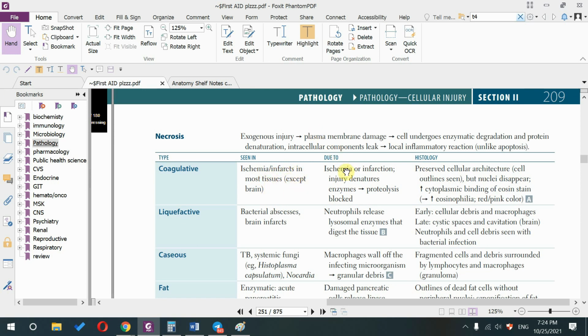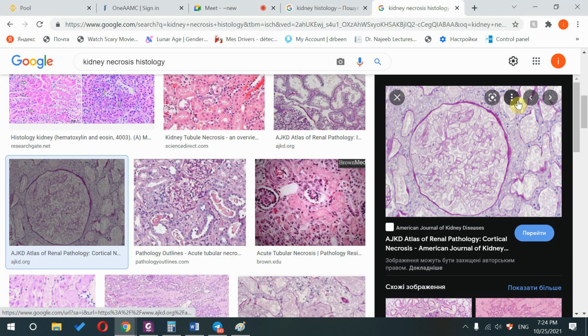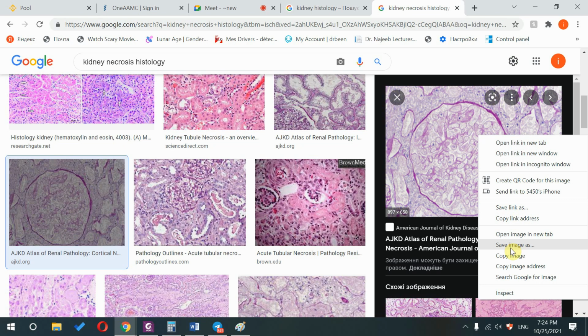It will be due to ischemia or infarction, and the injury will denature the enzymes, which leads to blocked proteolysis. So if the proteolysis is blocked, will you have destruction of the structure of the cells? Not really, you will not. If you don't have the destruction of the structure of the cells, the structure will be preserved. So they write preserved cellular architecture. The cell outline will be seen, as we saw in the picture of the kidney here, as you can appreciate in this picture.